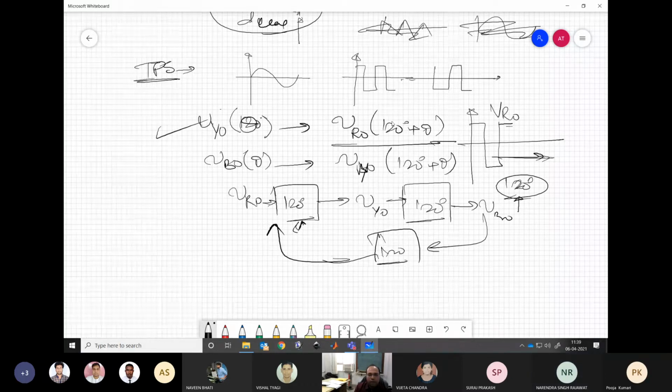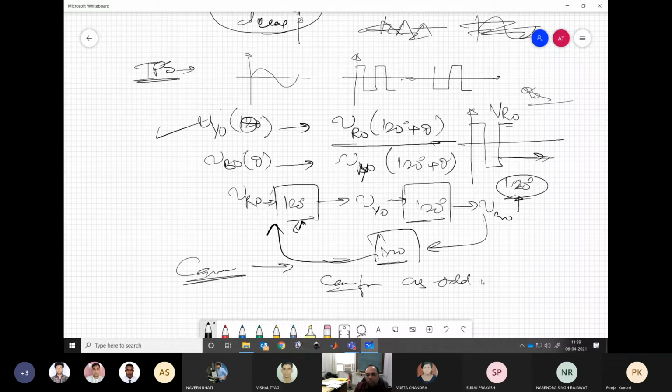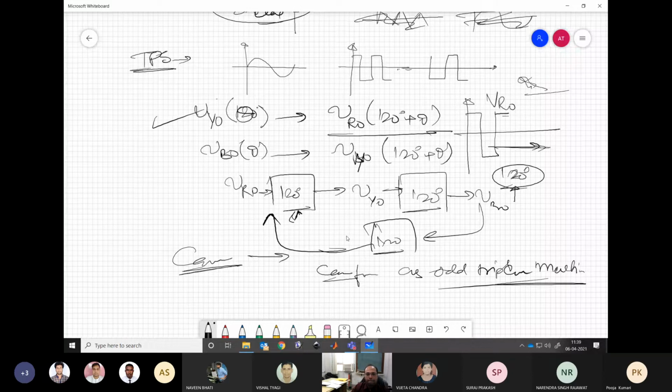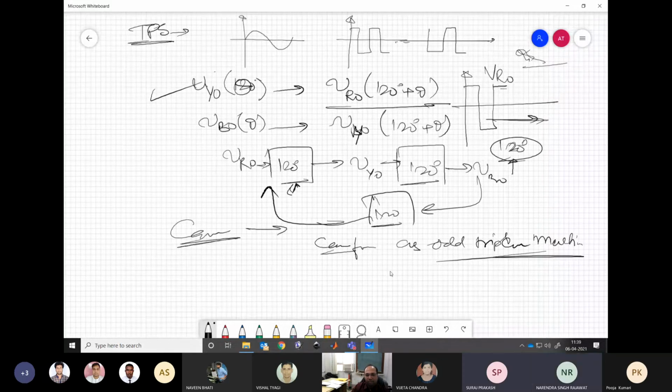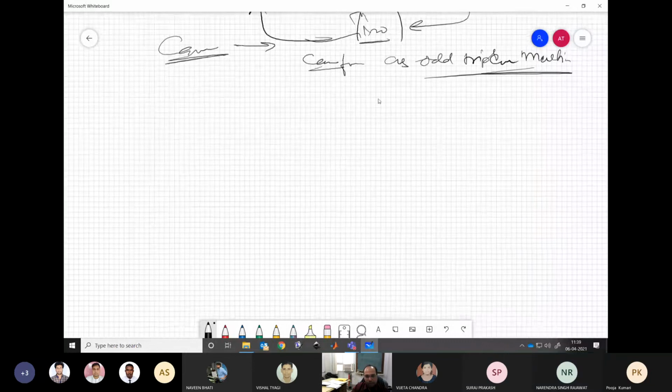This is what we have. For general PWM, when we have alpha 1, alpha 2 and so on, these switching angles. For carrier based PWM, we said that the same can be achieved if you maintain the carrier frequency as an odd triplen multiple of the fundamental frequency. Is this clear? Any confusion in this? Okay.